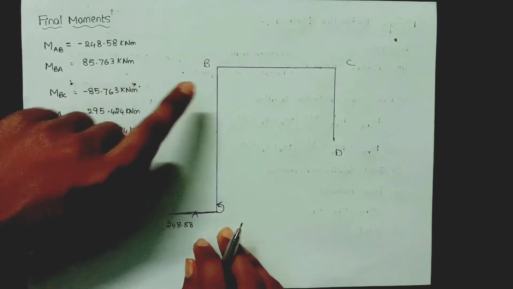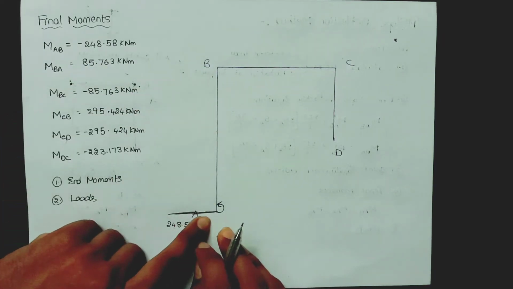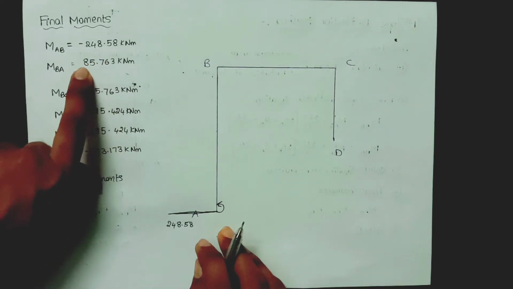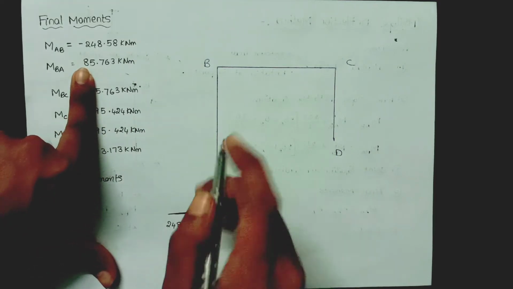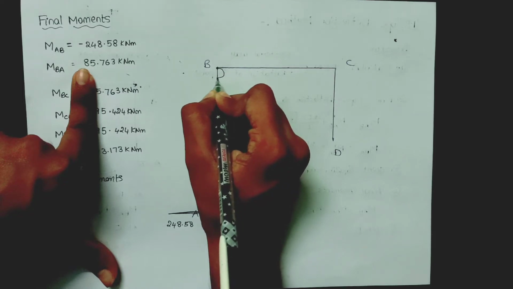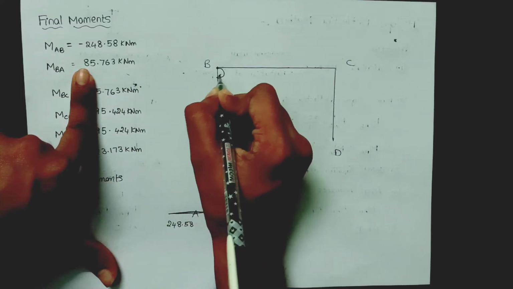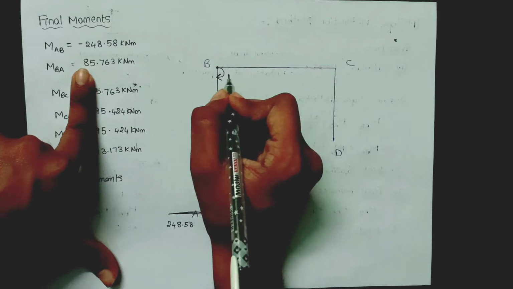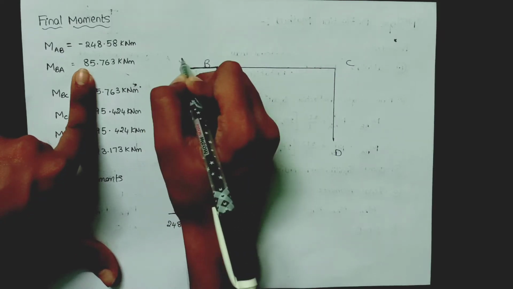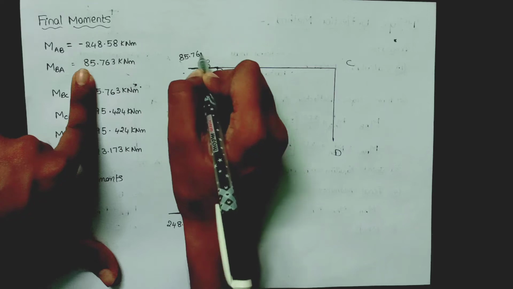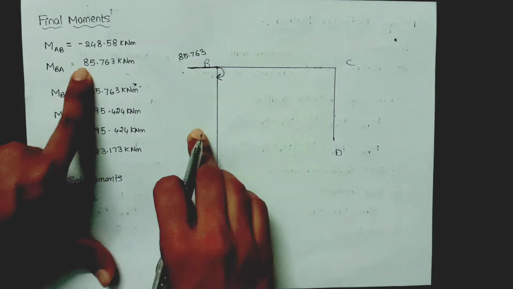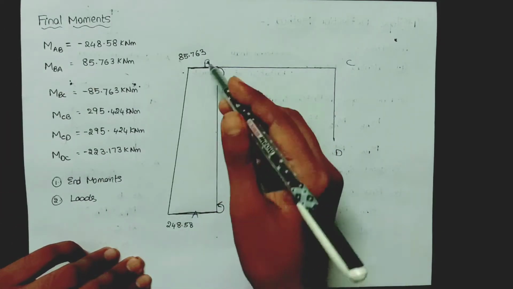The next one is MBA. Here is the joint B and this is A. In the member BA, the moment is 85.763. This is a positive value, so it means the clockwise direction. I am placing the pen at this joint and drawing in the clockwise direction in this manner. Now the arrow is again indicating the left side direction, so I should draw a line of magnitude 85.763 in the left side direction. So this is 85.763. Now we should join these two lines. So I have joined these two lines.